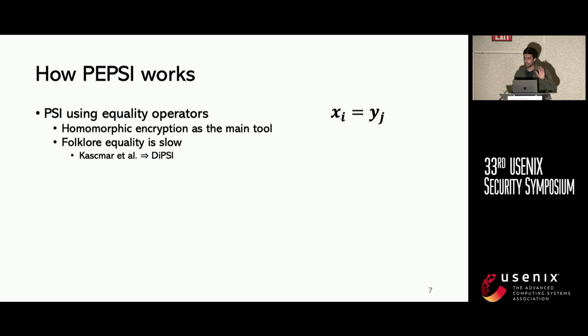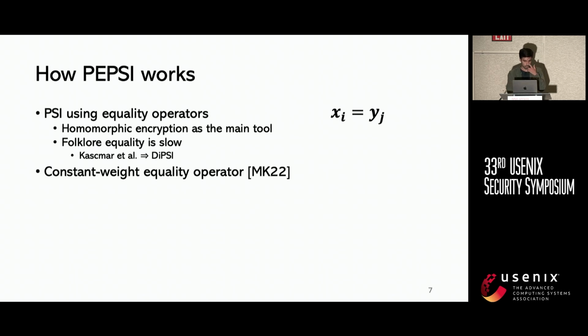Now, if you just take a naive approach to this and encode elements in a binary representation and then use a folklore equality operator on the server, this would not be a good approach, because the multiplicative depth of that circuit would be high, and then it would be difficult to evaluate it using homomorphic encryption. And this is what the work of Kacsmar et al. showed, which we'll see in the evaluation, that ended up being very slow.